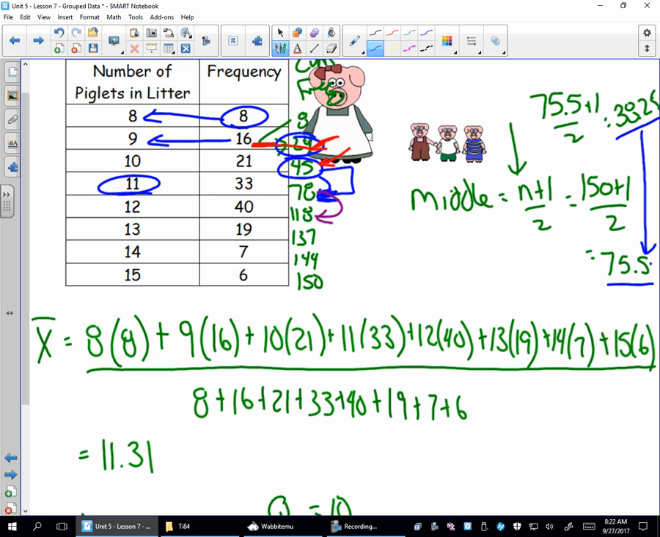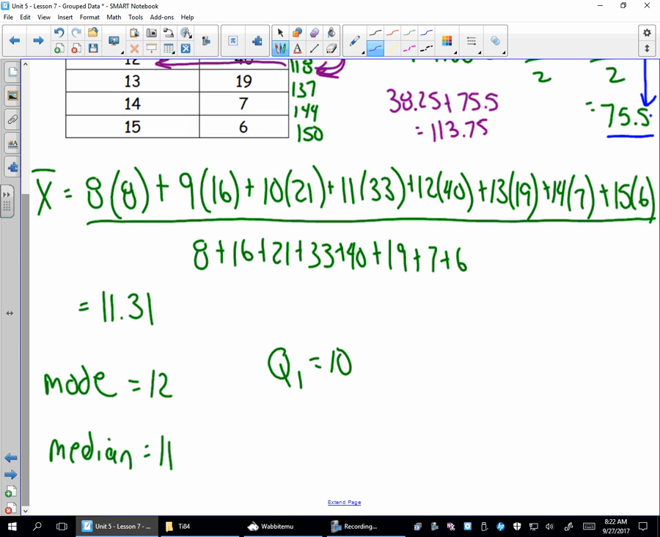And remember, we're doing 38.25. We're going to add them together and we'll get 113.75. That's located in this interval between 78 and 118. In other words, all the numbers that are 12s. So Q3 is 12, which makes my IQR, Q3 minus Q1, 2.